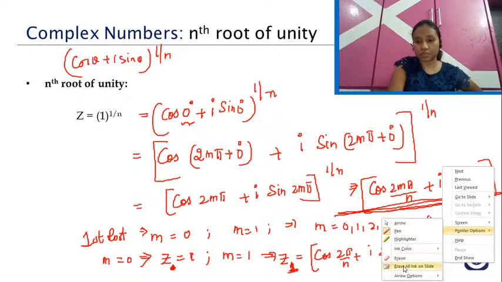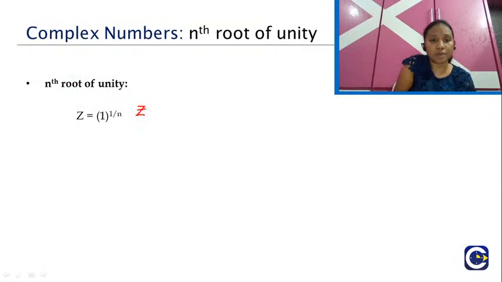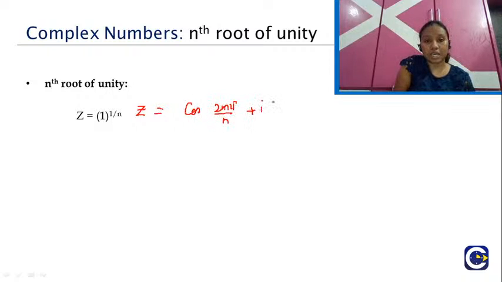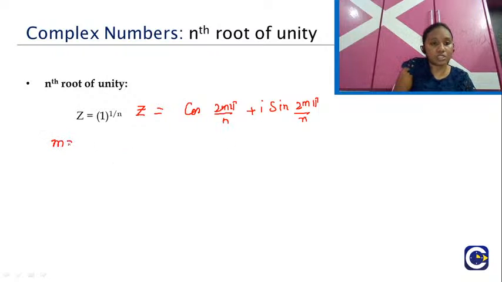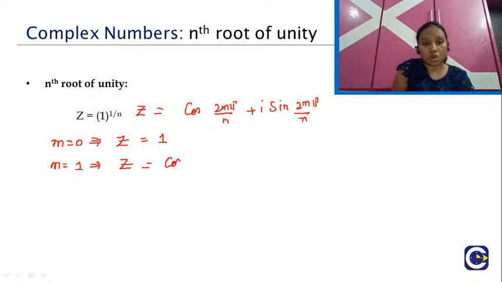So let me erase this part. After simplifying, I end up having z equal to cos of 2m pi by n plus i sine of 2m pi by n. Right. So based upon my m values, I'll have my roots here. If my m value is equal to 0, what is my root? That is z equal to 1. Then if my m value is equal to 1, what about my root? This will be z equal to cos of 2 pi by n plus i sine of 2 pi by n.